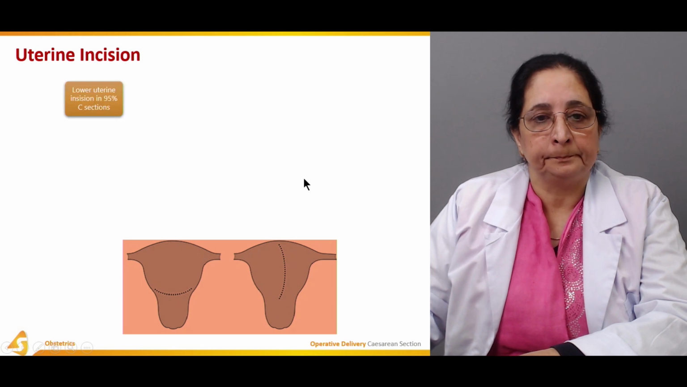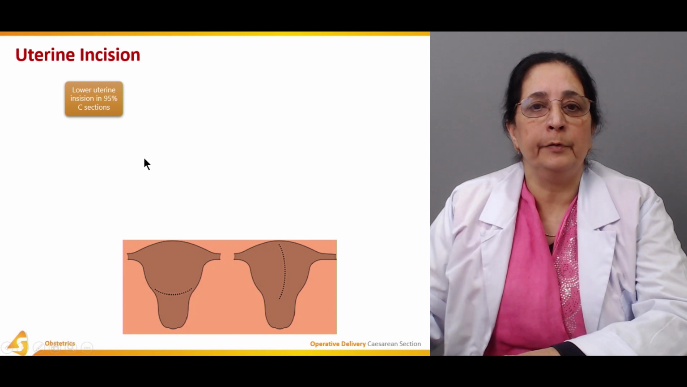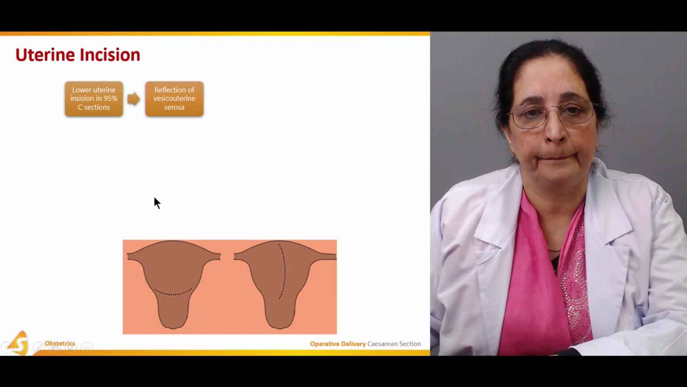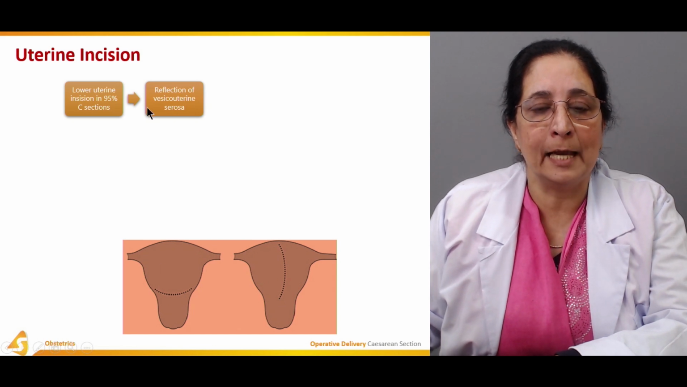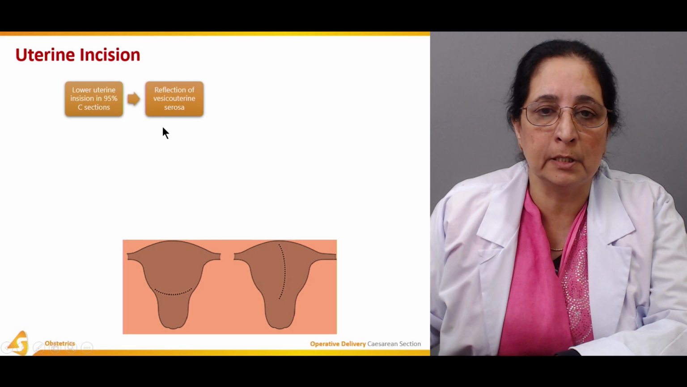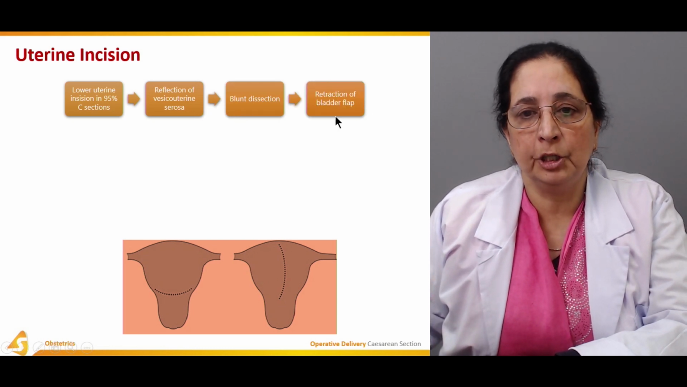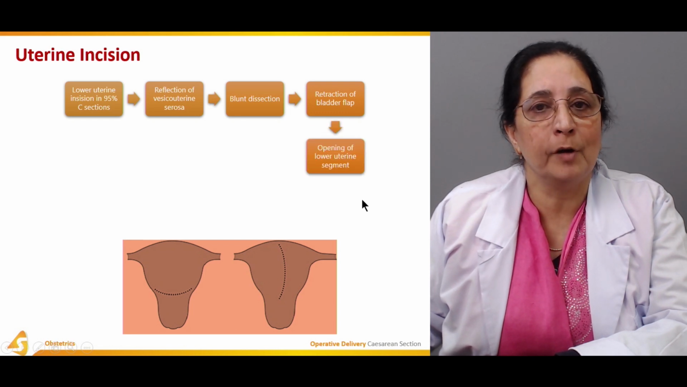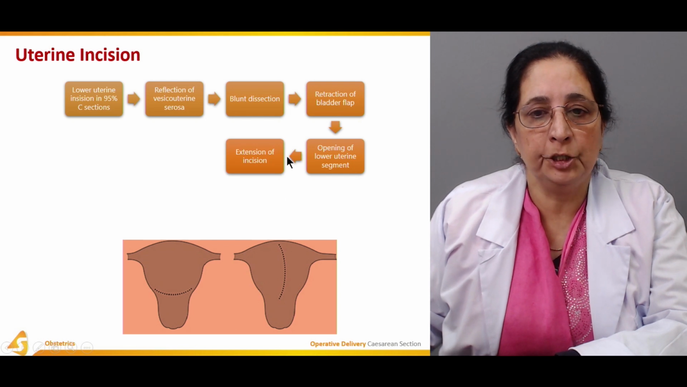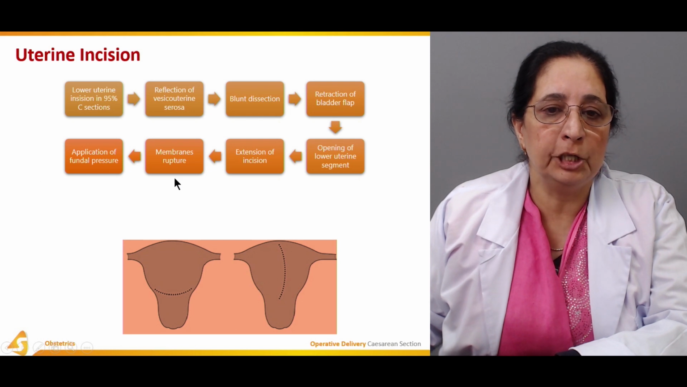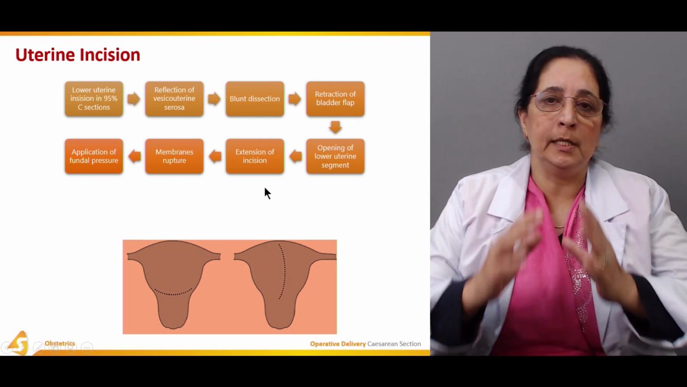Uterine incision. In 95% of C-sections, a lower uterine incision is performed. Reflection of the vesico-uterine serosa, blunt dissection, retraction of the bladder flap, opening of the lower uterine segment, extension of the incision, membrane rupture, application of fundal pressure. So all these are the steps.